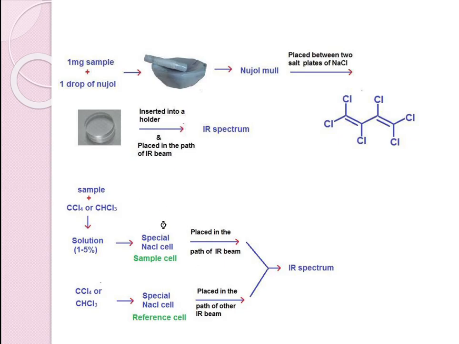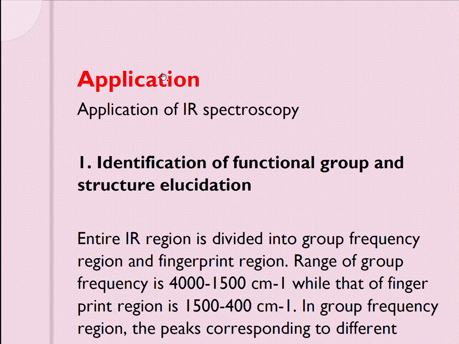You can see here. Now let's discuss the applications of FTIR. So the first application is identification of functional groups and structure elucidation. This is one of the core spectroscopies for identifying the functional groups in a compound. By using UV spectrometry or fluorescence, you can easily measure the concentration of the sample.